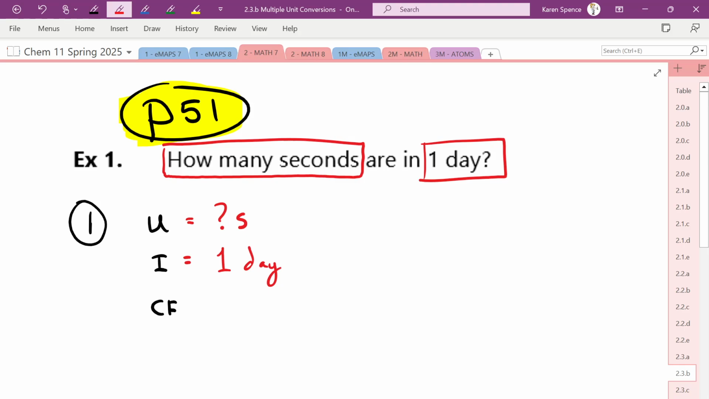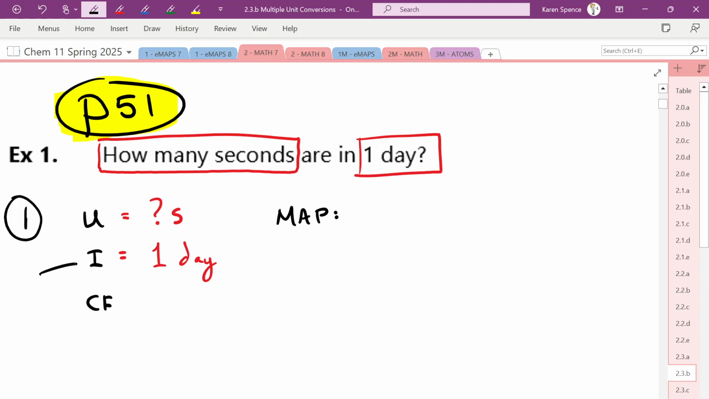So what we're going to do is make a series of conversions. Let's draw ourselves a little map. What are we starting with? We're starting with our initial quantity. So we start with 1 day, and eventually we want to find the number of seconds. What could we change days into that would get us closer to seconds? We could change that into hours, and we could take our hours and go to minutes, and then we could take our minutes and go to seconds.